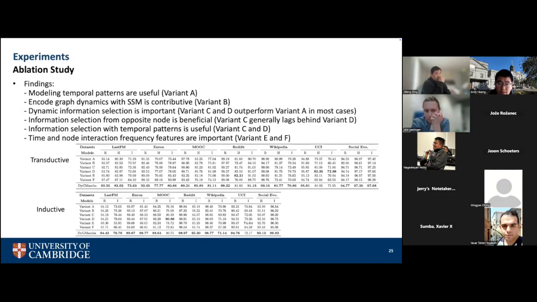I did try removing that information and seeing how the performance changes. It's in variant F. Sorry, I have a habit of using variants A, B, C, D, E, F to denote my ablation study, because ablation studies are very complicated. If I put it on the left side, it will be very long. In variant F, I was trying to do that, and it actually shows a very big performance drop.